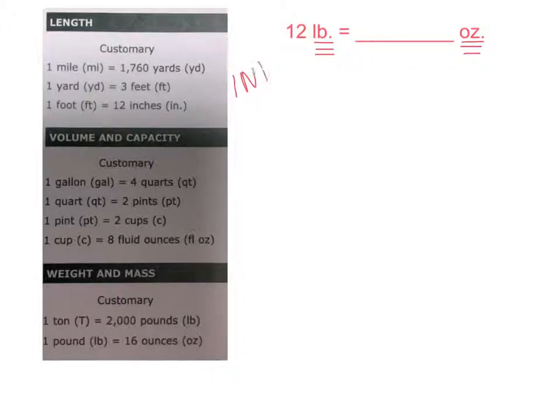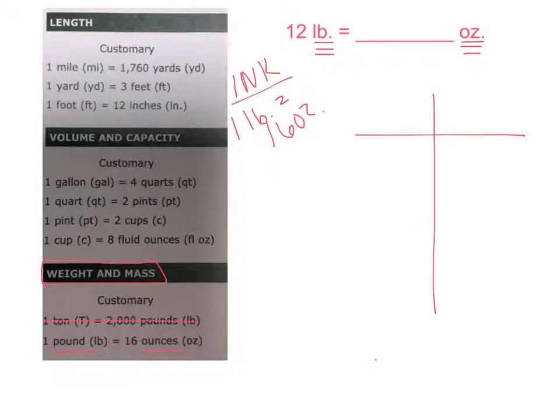So I'm going to go over here and look for my ink, my important information, and I can easily see that down here under weight and mass, I have two conversions. I'm not dealing with tons and pounds in this problem. I'm only dealing with pounds and ounces. So I'm going to write my ink over here. 1 pound equals 16 ounces. I'm going to draw my T-chart.